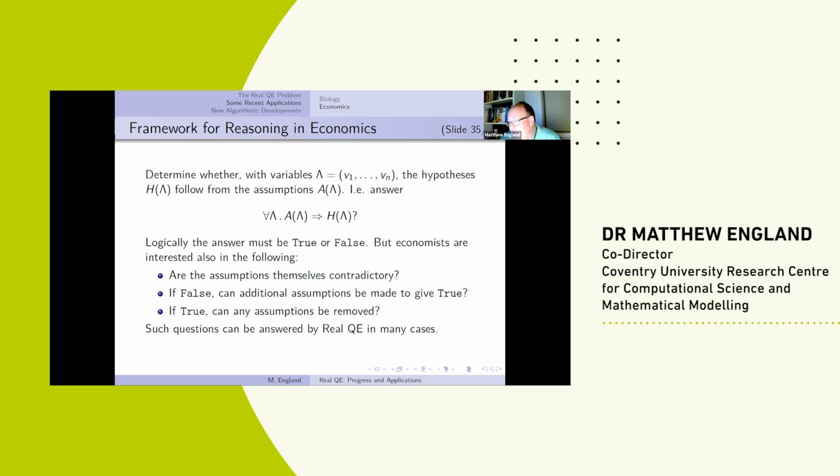Sometimes they've hypothesized something that's just not true, but maybe they could throw in some additional assumptions to make it true. There are just some additional things they need to assume about the world. Or maybe they've actually gone and proved something to be true, and maybe they're assuming more than they have to. Maybe they can remove some of those simplifying assumptions so that their results have wider reach and appeal. All of these approaches to economics can be dealt with by real quantifier elimination if the assumptions and hypotheses they're reasoning with are describable by polynomial constraints, which they commonly are, not always, but commonly.